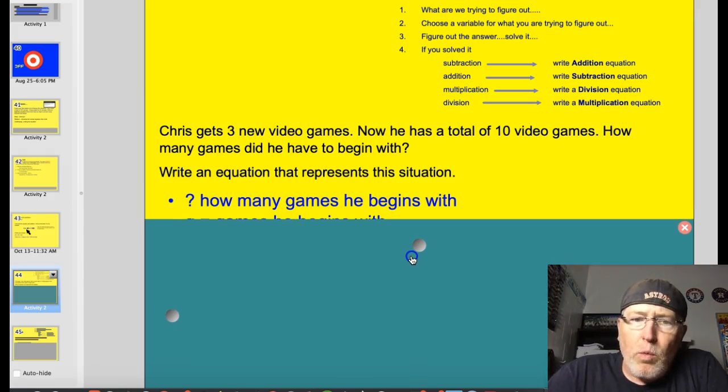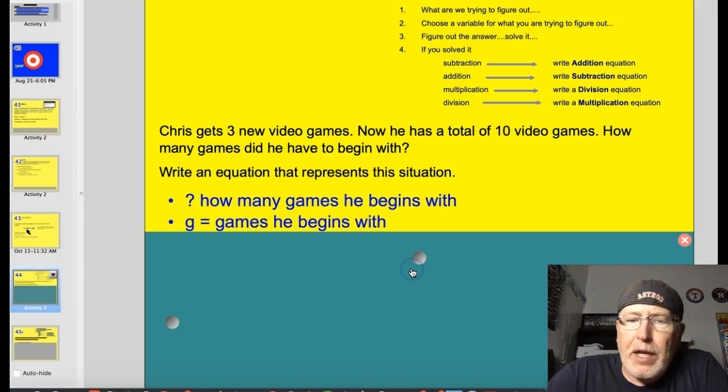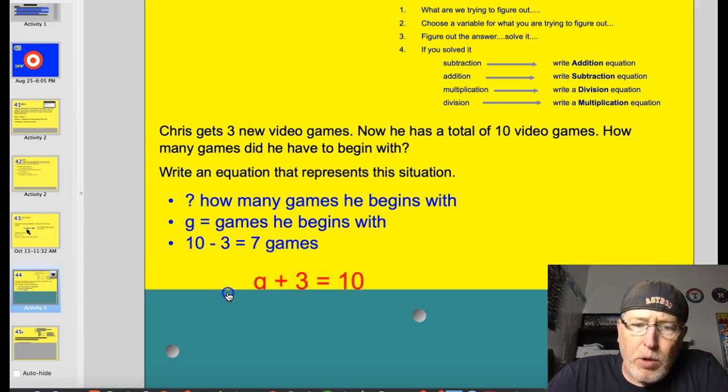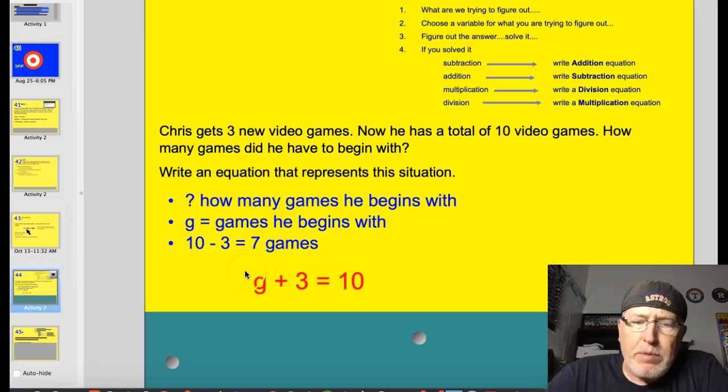Okay, the next one. Choose a variable. I'm going to use G for the games he begins with. It makes sense. Okay, solve the dumb problem. Well, 10 games minus 3 games equals 7 games. That's what he had to begin with, 7 games. So now I got the answer down. I solved that with subtraction, so I'm going to write it with addition. So here's the games he started with. I'm going to add the 3 new games, and he has a total of 10 games.